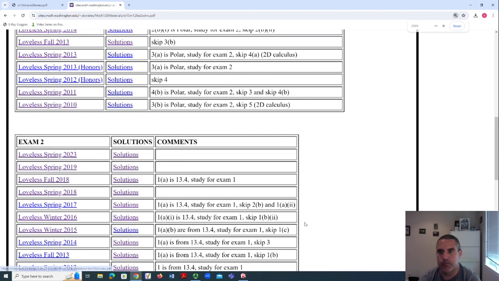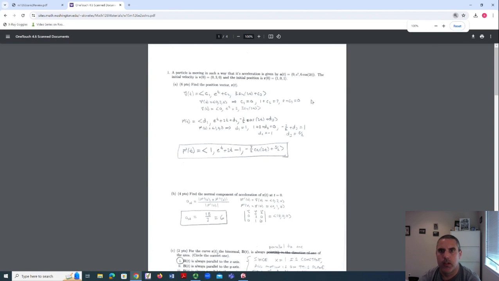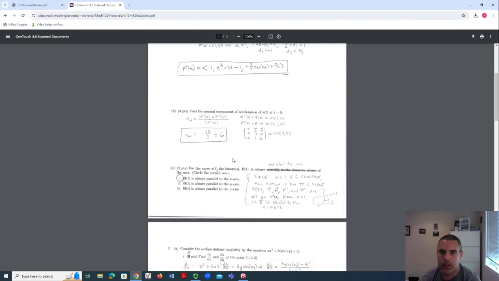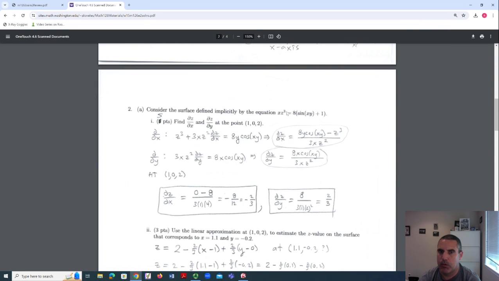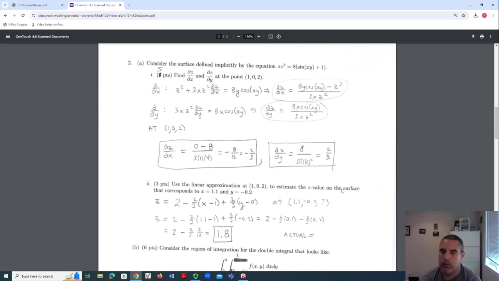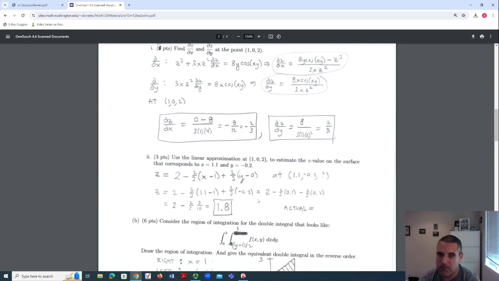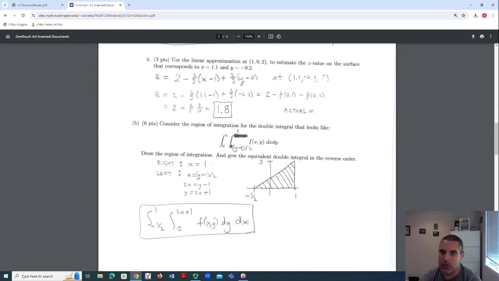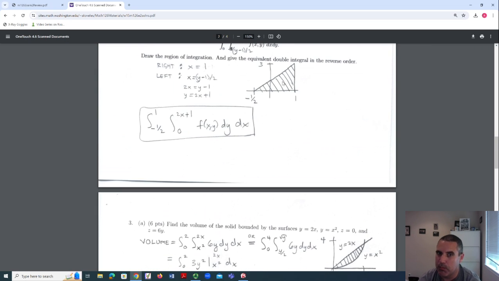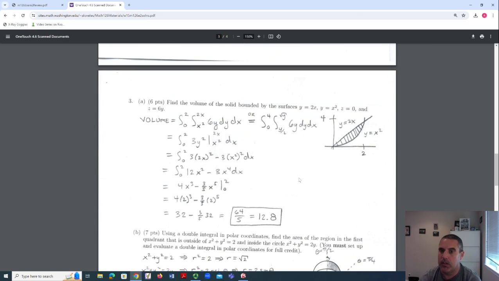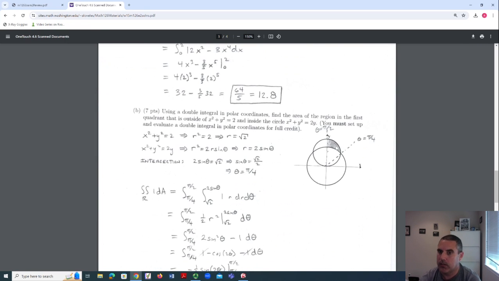Let's click on another one. Okay, again, ignore the 13.4 question. We have an implicit partial derivative problem. We have the linear approximation. We have a region. You have to reverse the bounds. So really the question is, can you go from the picture to the bounds? We have another one. Can you go from the picture to the bounds? Another one. Can you go from the polar region to the bounds?